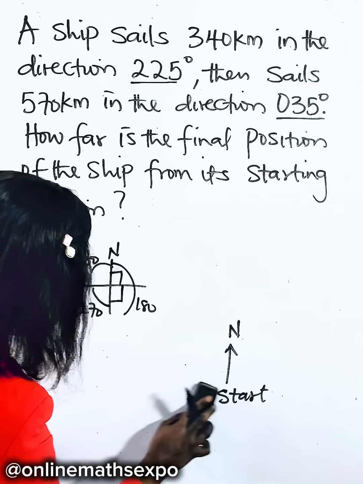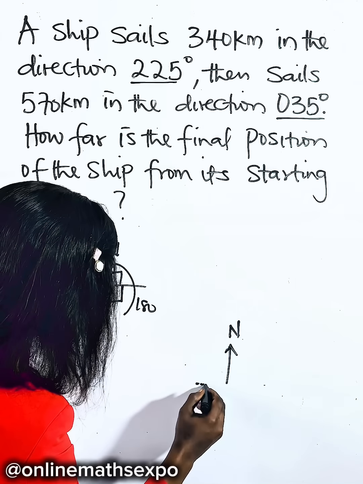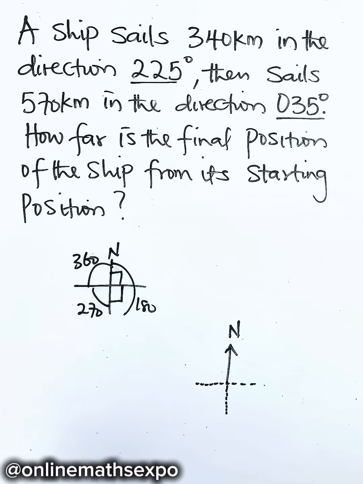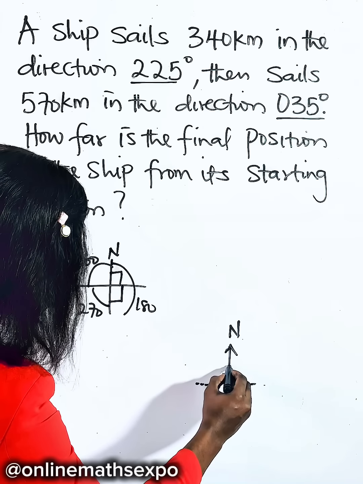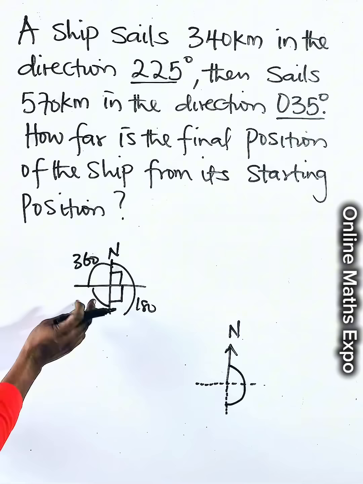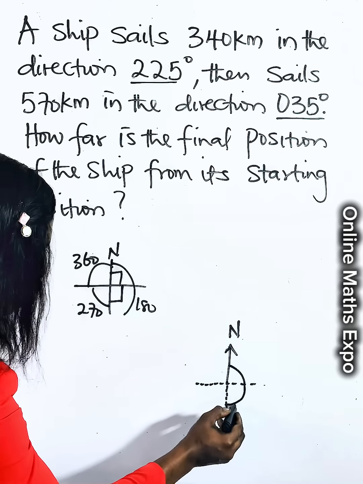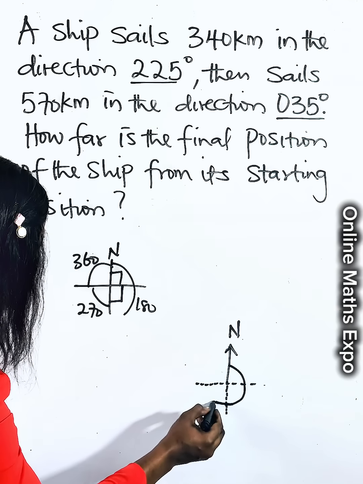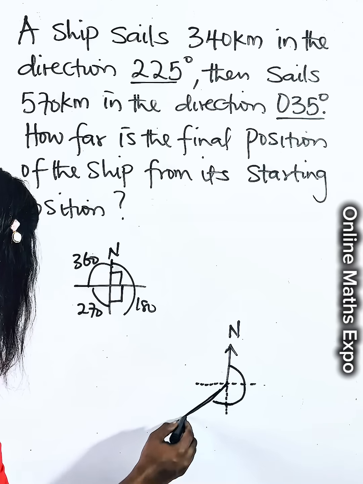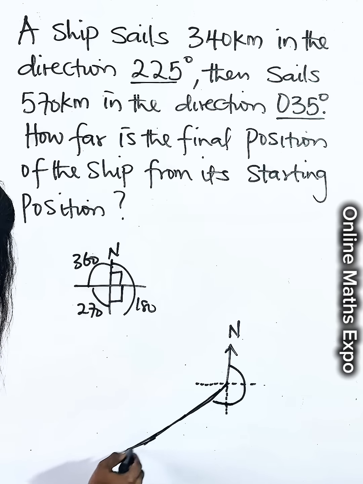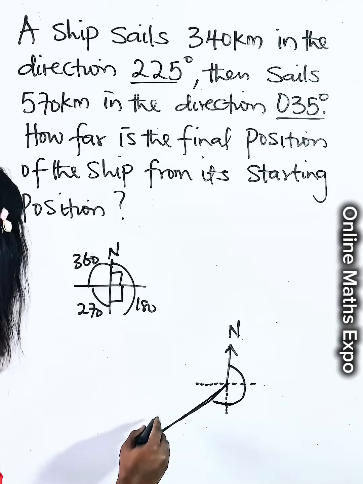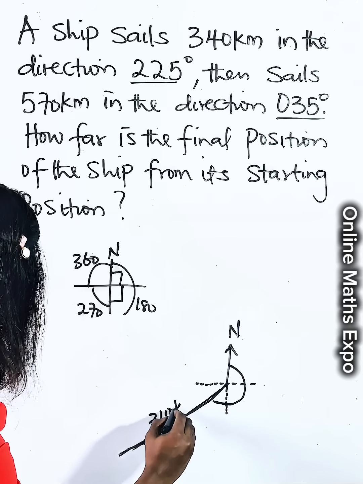So what you do is you can just try to extend the other cardinal points just for you to be sure of what you are doing. So 225 is no longer in the second quadrant. It has entered here. So we are going to extend it to enter the third quadrant. Stop and then extend the line. I hope you are seeing it. Now, when you are done extending, you can stop. What is the distance? 340 kilometers.